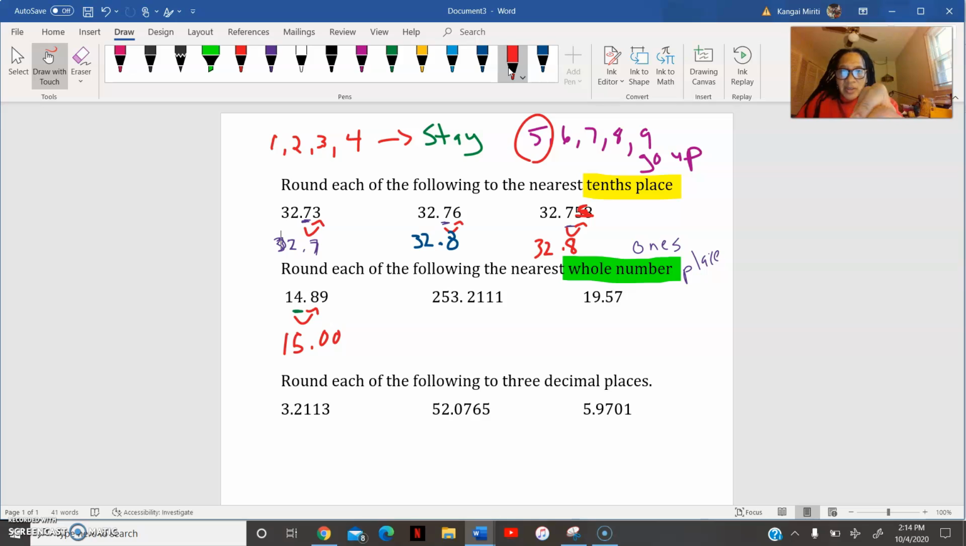What about this next one? If we're going to round to the nearest ones place, right, there's the ones place. We look and we see a 2. The 2 tells the 3 to stay. So 250, 3 stays a 3, and everybody else is gone.